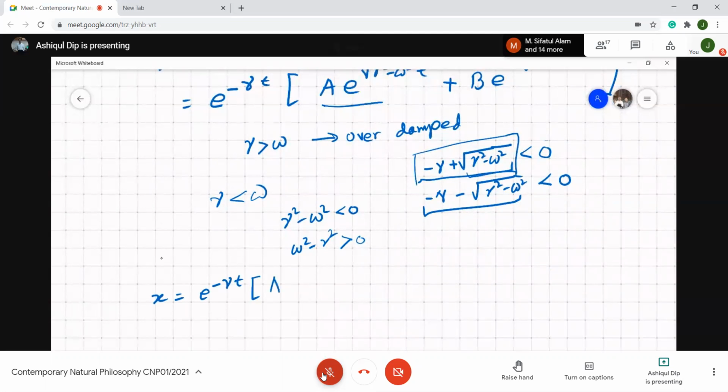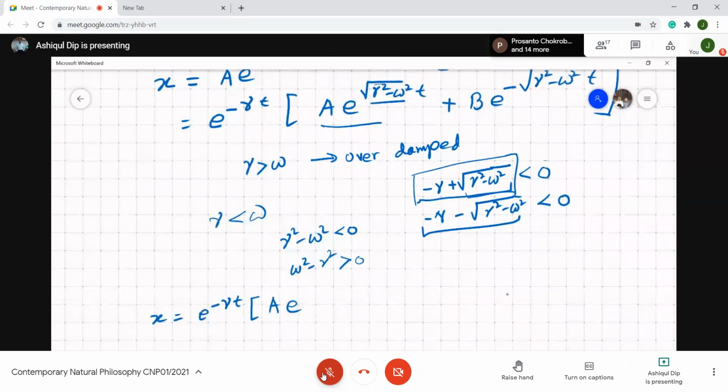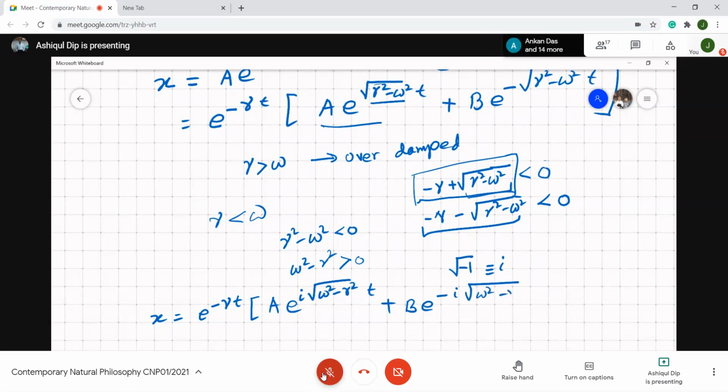So here a e to the power, you have factored out one minus sign from this term. So you get e to the power, when you take the square root of -1, that is defined as i. So e to the power i square root of omega square minus gamma square t plus b e to the power minus i, and the same thing, omega square minus gamma square, right?